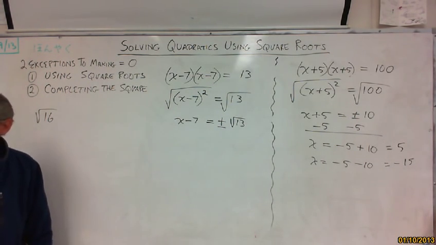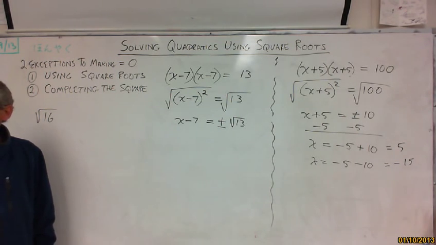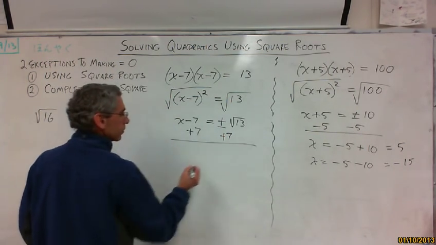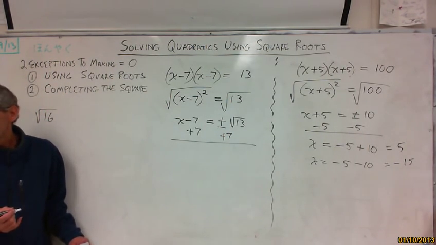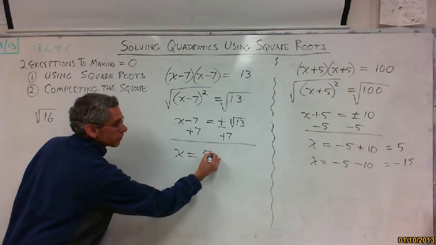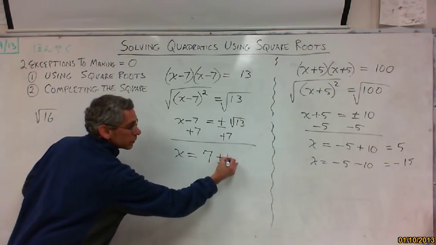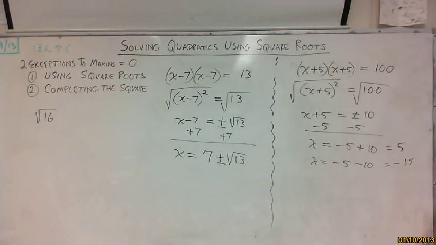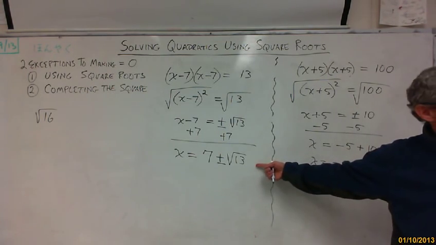I want to know what x equals, not x minus 7. So plus 7 on that side, and then plus 7 on that side. Yes. x equals 7 plus or minus the square root of 13. That is your answer. That is how you will write it. Okay, that's your answer. There's only one more that I want to do. Make sense? Yes.